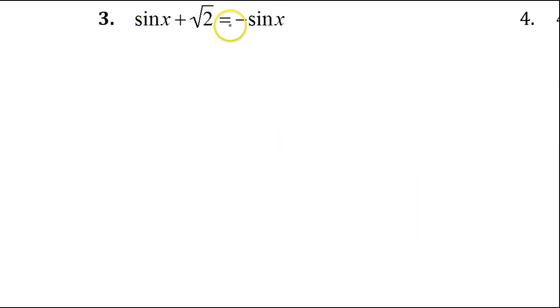All right, number 3 is going to be a little bit more complicated. I see like terms that we have here. We have sine x on both sides of the equation. So I'm going to have to deal with that. So I think I will add sine x to both sides of the equation like this. Sine x plus sine x is 2 sine x.